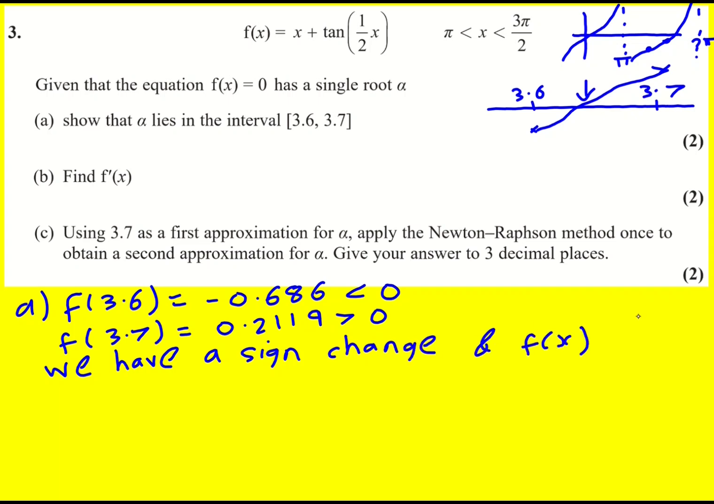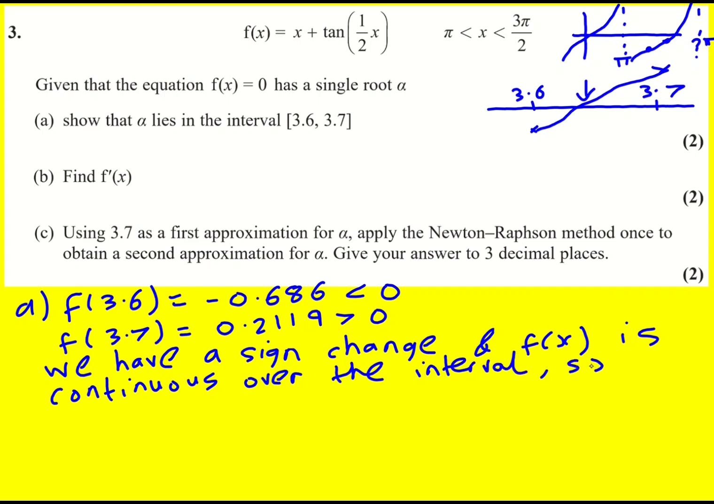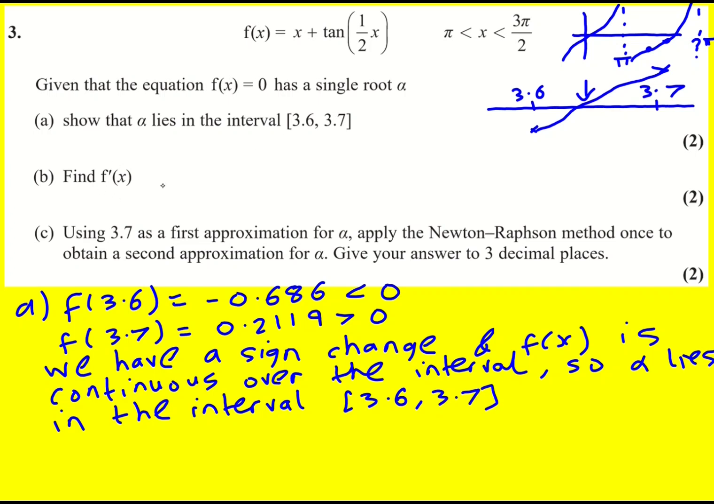And this is very important to say, and f of x is continuous over the interval. So alpha lies in the, I was going to say between, but I'll say exactly how they've written it, in the interval 3.6 to 3.7. Good.